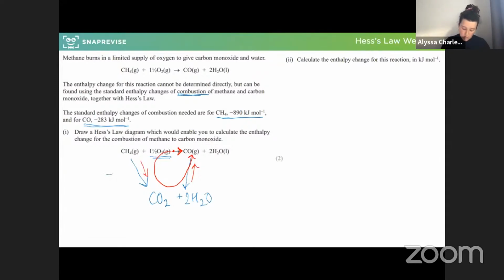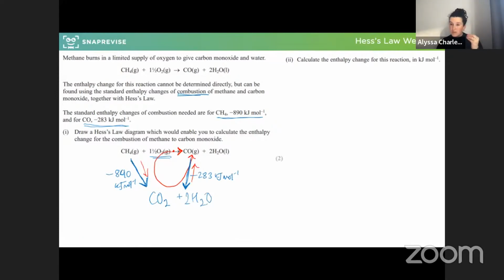Combustion of methane, we've been told, is minus 890 kilojoules per mole. And the combustion of carbon monoxide is minus 283 kilojoules per mole. Because I'm showing what that arrow is representing, I am writing those values in as they are given, because that is what that arrow is representing, the blue arrows.